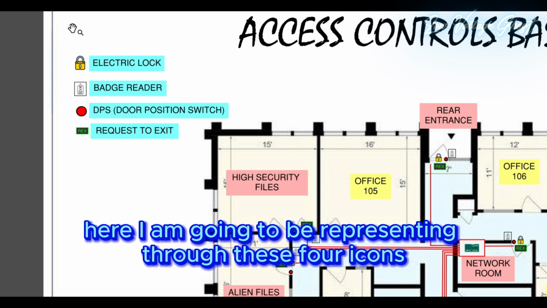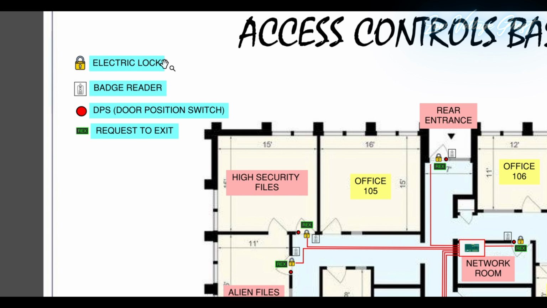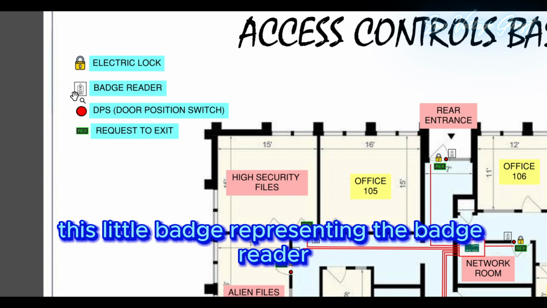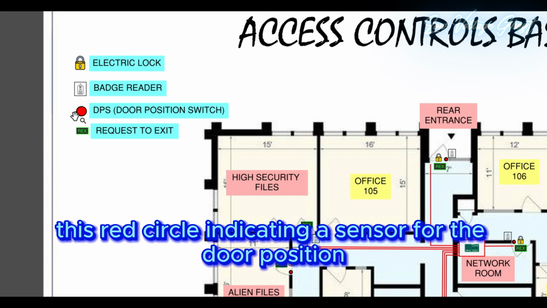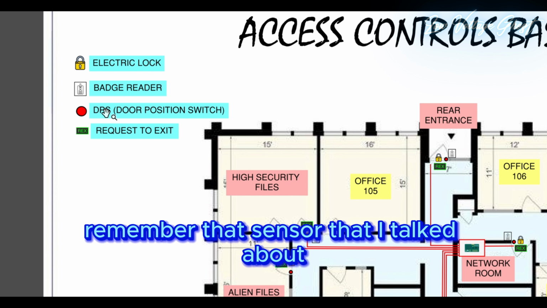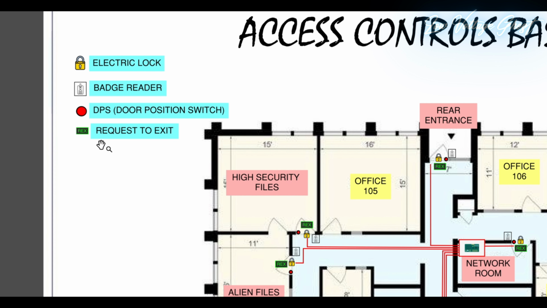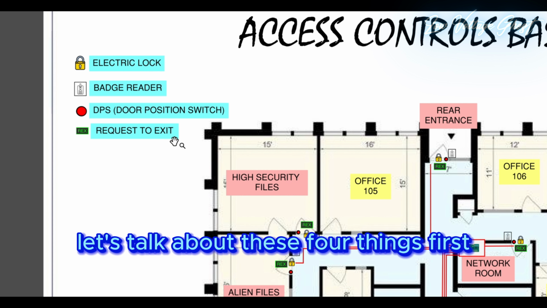Here, I am going to be representing through these four icons, this lock representing the electric lock, this little badge representing the badge reader, this red circle indicating a sensor for the door position. Remember that sensor that I talked about? The door being open and closed. And the REX, which stands for request to exit. Let's talk about these four things first.